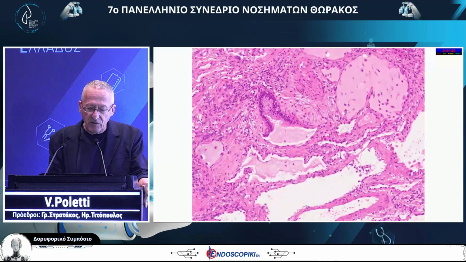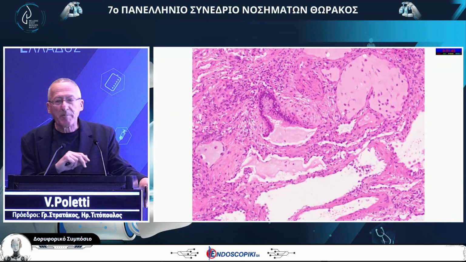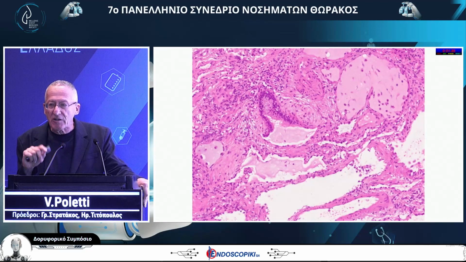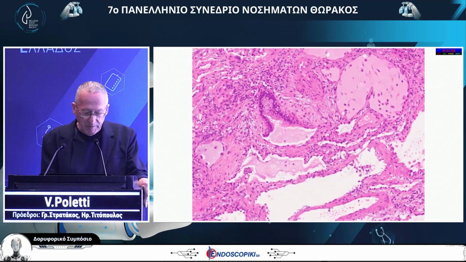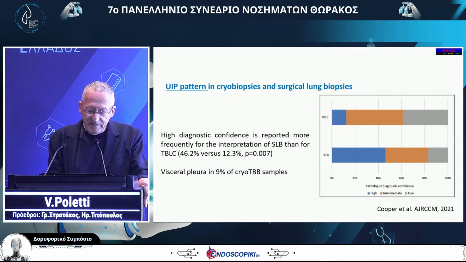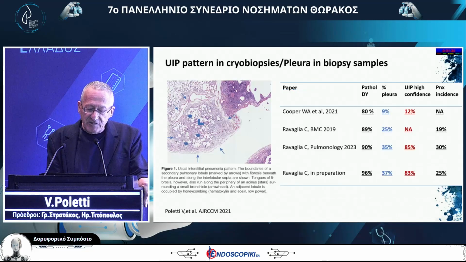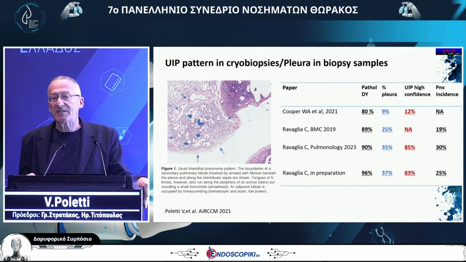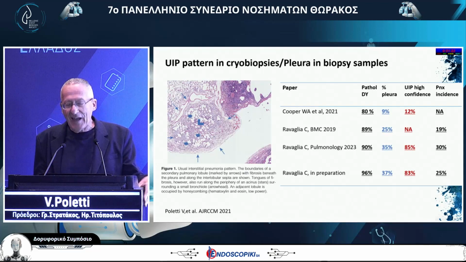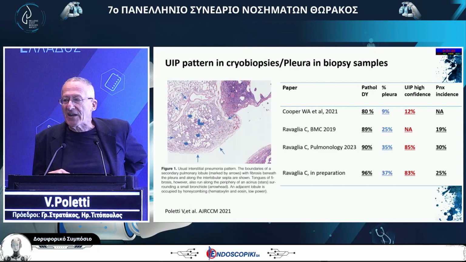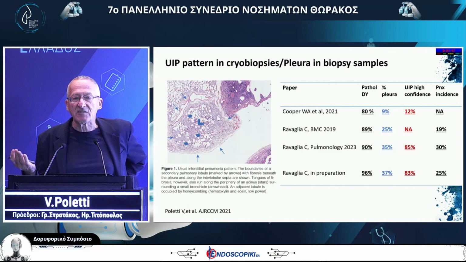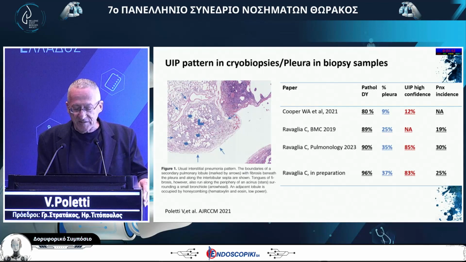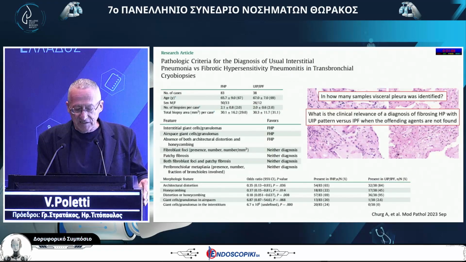This is a typical pattern of UIP with, interestingly here, even from the pathogenetic point of view, bronchiolar fibroblastic foci and alveolar fibroblastic foci. We know that there are some problems in interpretation, but in this paper by an Australian group, the pleura was present in only 9% of the samples. We analyzed that study according to the pleural rate, and when you have a significant increase of pleura in the samples, the confidence of your pathologist for the final diagnosis increases significantly.